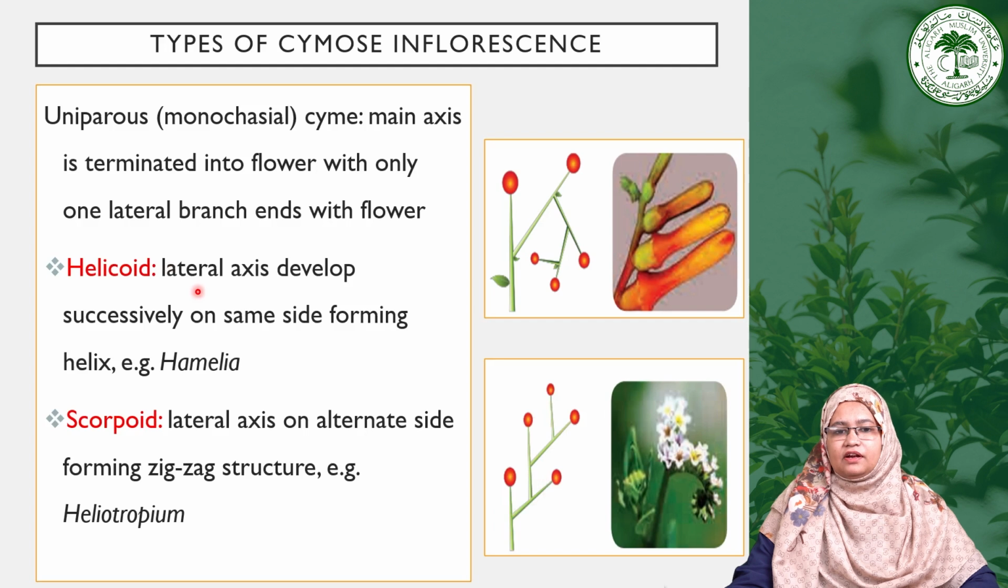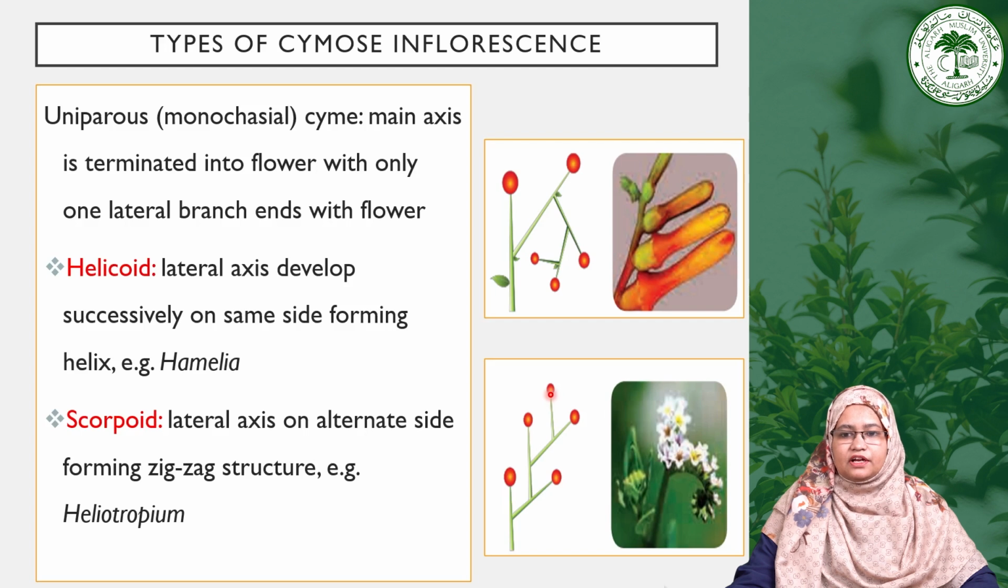So in the helicoid, the branching is on the same side, while in the scorpioid case, the branching is on the alternate side from each flower. This one is the first flower, this one is the second, this one is the third, this one is the fourth, and this one is the youngest flower, as you can see in this particular image. The example of helicoid inflorescence is Hamelia, while the scorpioid inflorescence example is Heliotropium, as you can see in these images.